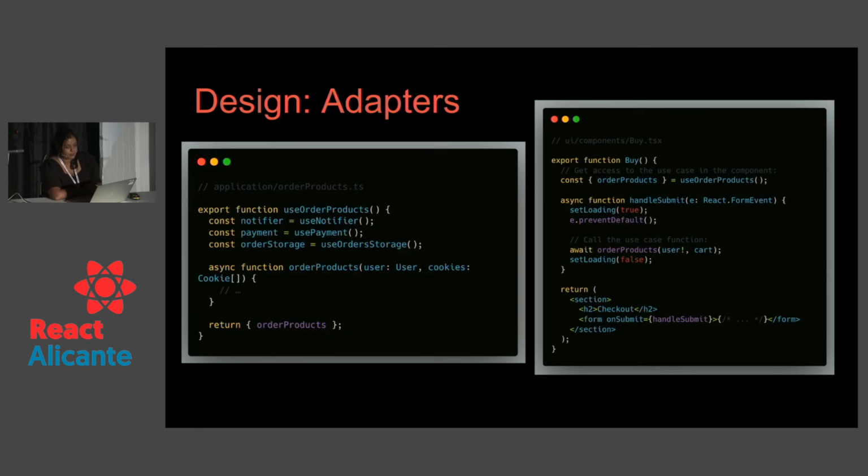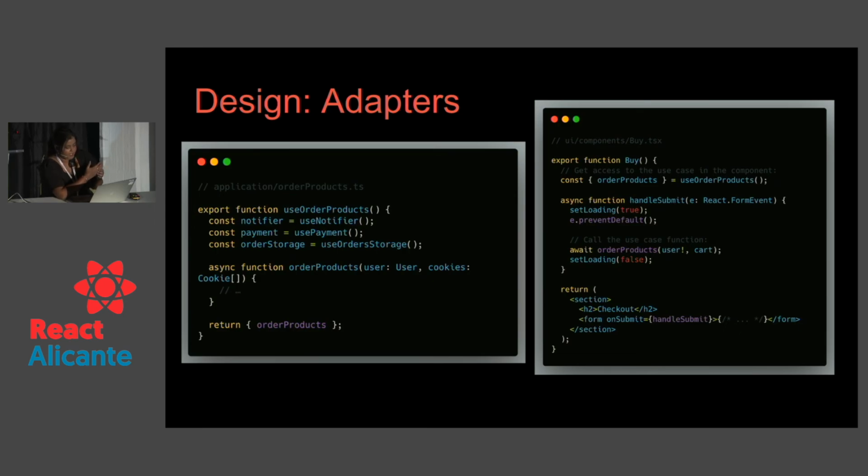Now comes the adapter, where we'll be binding the UI and the use case. So the first adapter connects the browser API with the application. In case of the order creation, if we click on the checkout button, a click handler will launch the use case. So we have defined one hook over here, use order products, and then we are using the hooks that we provided previously for the notification, payment, and storage.